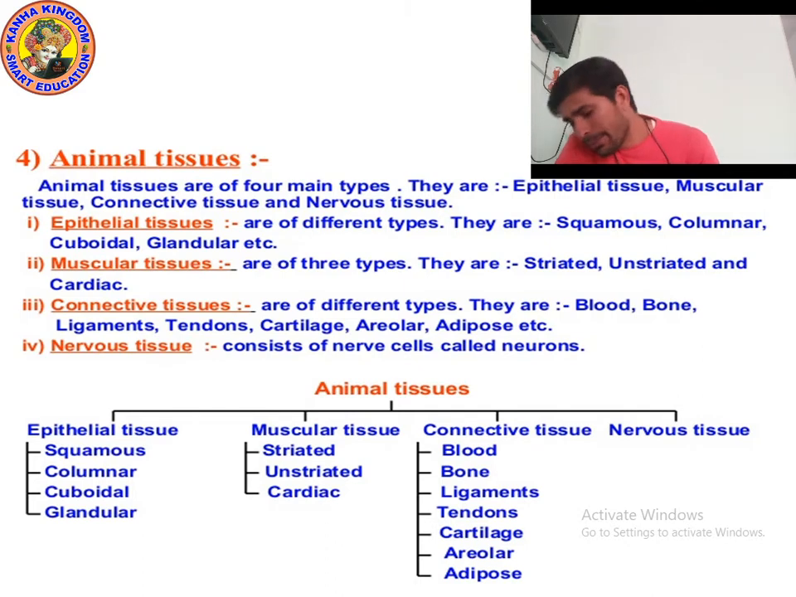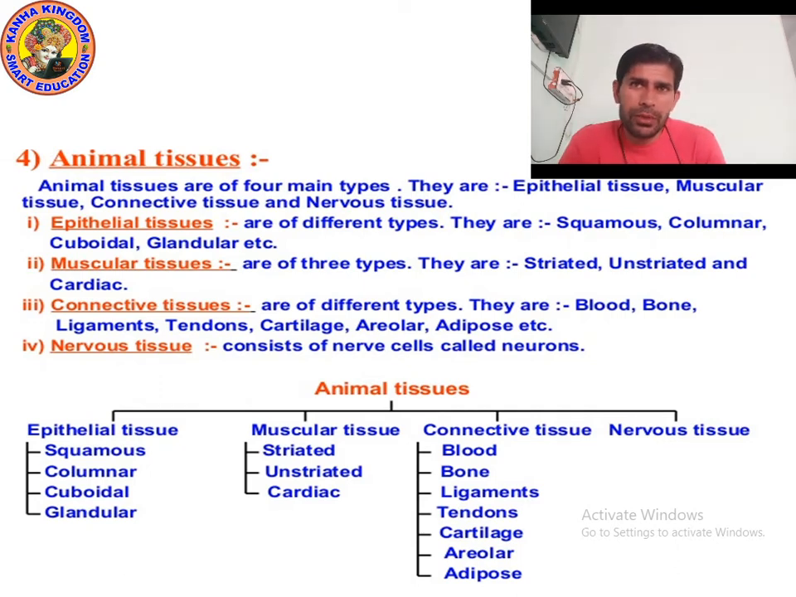And now muscular tissue. Muscular tissue can be categorized into three types: striated, unstriated, and cardiac. Striated means smooth tissue, unstriated means skeletal tissue, and then cardiac tissue. Or you can say smooth tissue, skeletal tissue, and cardiac tissue.